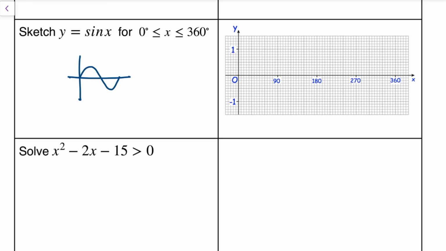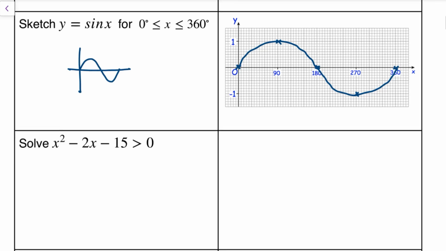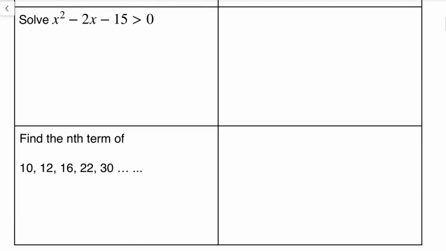But when you're sketching it, you need to be more accurate. So 90 goes to 1, 180 goes to 0, 270 goes to minus 1, zoom in a bit, and 360 goes to 0, and I start at 0, 0. Now, they must not be straight lines. It must be a nice, smooth sine curve that looks something like this. You can see I've marked the relevant points. I've got the relevant crossing points. That should give me 4 marks. Question done. Next question. Solve.